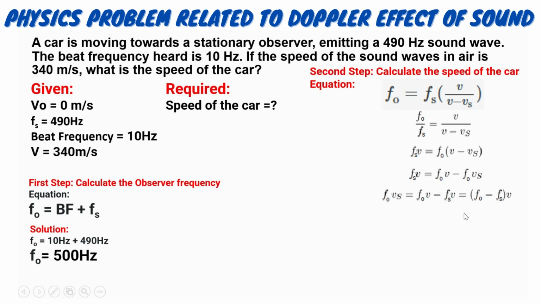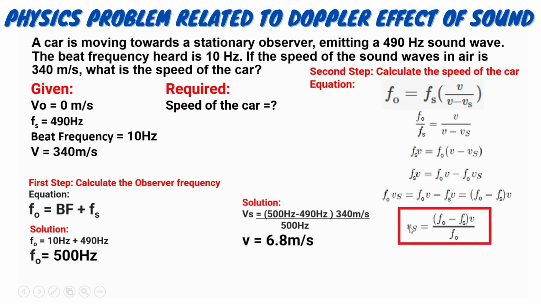And lastly, we can factor out this component since they have the same value of speed of sound, which is V, which means this will lead to our final formula. Vs is equal to Fo minus Fs times the speed of sound divided by Fo, or the frequency of the observer.